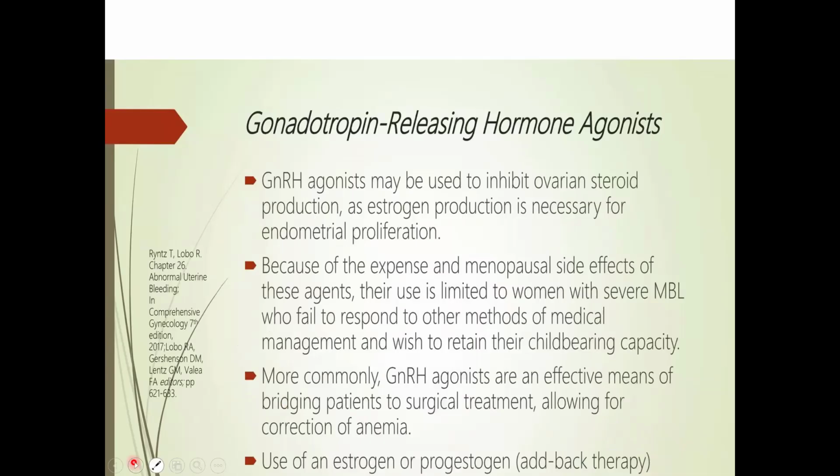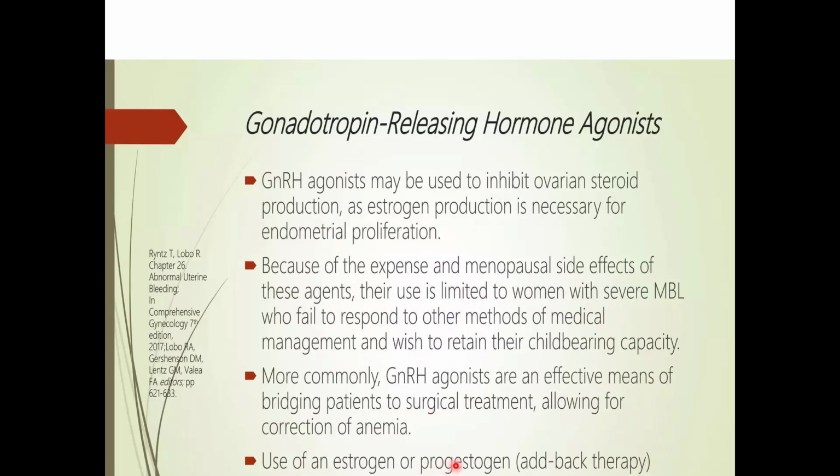Gonadotropin releasing hormone agonist. GnRH agonist may be used to inhibit ovarian steroid production, as estrogen production is necessary for endometrial proliferation. Because of the expenses and menopausal side effects of these agents, their use is limited to women with severe MBL, massive menstrual blood loss, who fail to respond to other methods of medical management and wish to retain their childbearing capacity. More commonly, GnRH agonists are an effective means of bridging patients to surgical treatment, allowing for correction of anemia.